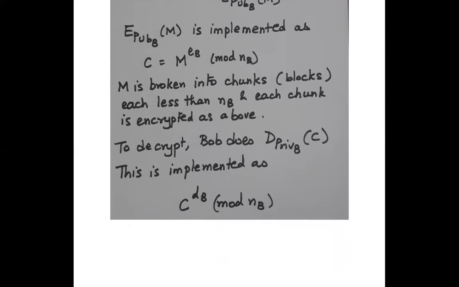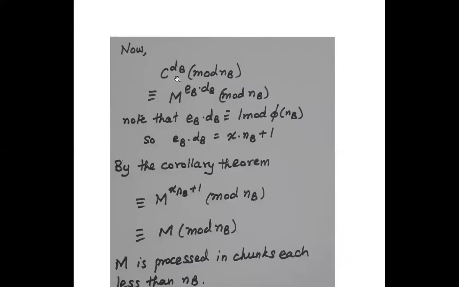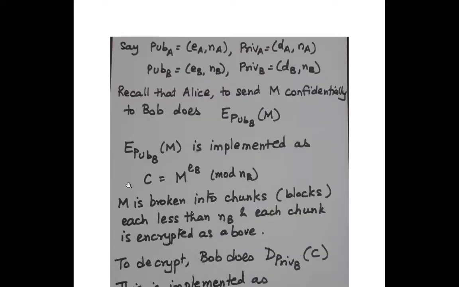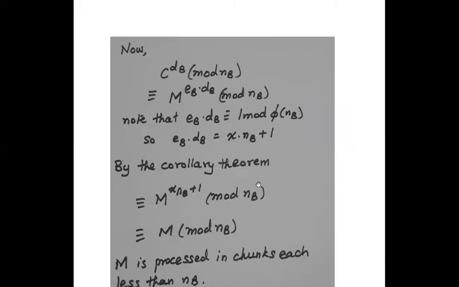So let's see why this all works out. So what is C to the power of dB mod NB? Well, C is, if you look at the previous slide, C was nothing but M power EB reduced modulo NB. So if you were to use modular arithmetic, you'll see that this is nothing but M to the power of EB multiplied by DB, right? Raising it to the power all reduced modulo NB. So C power DB mod NB, that integer is congruent to M power EB multiplied by DB mod NB.